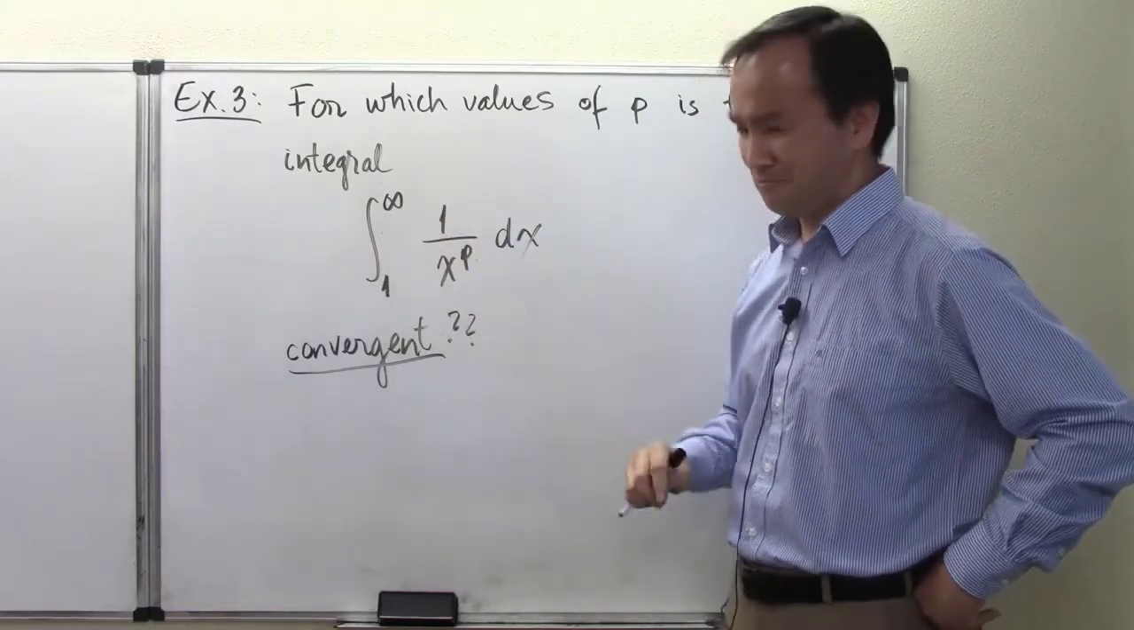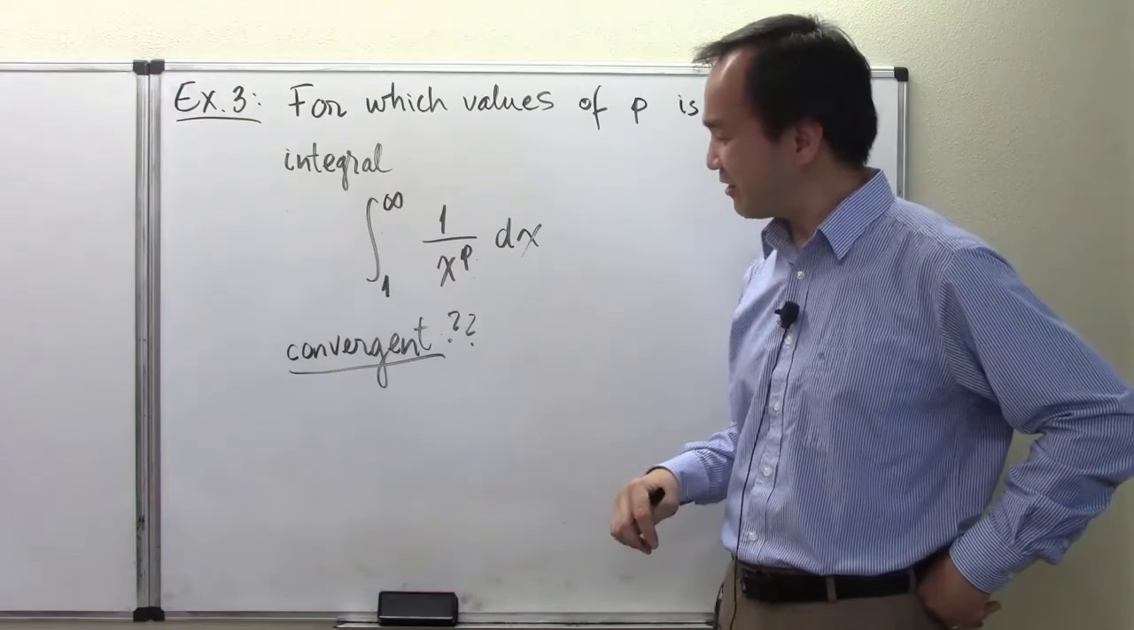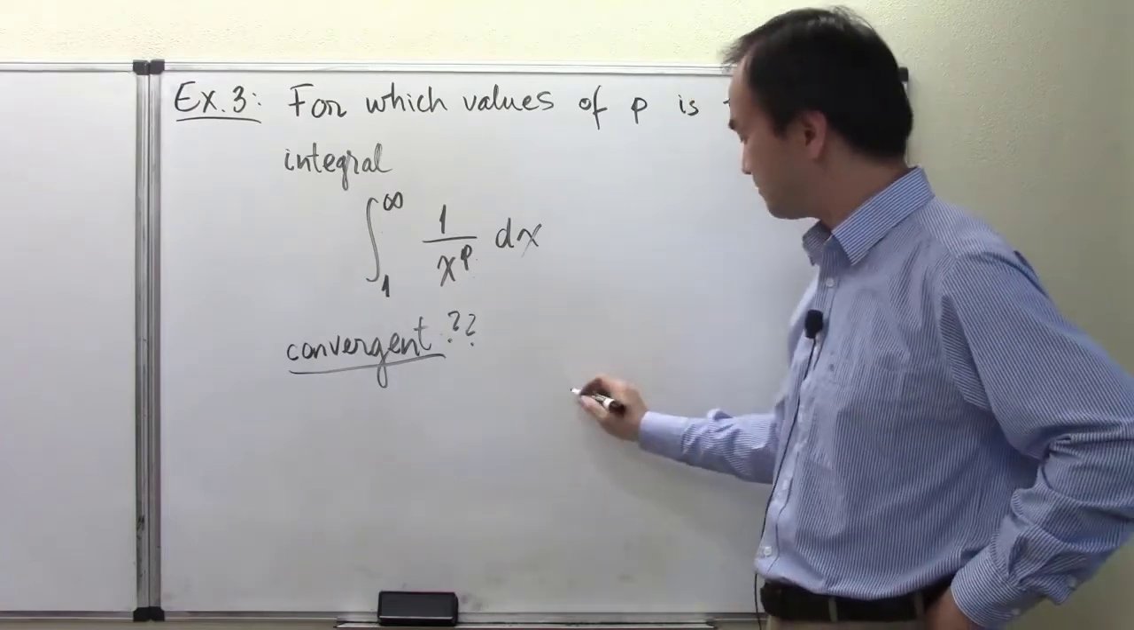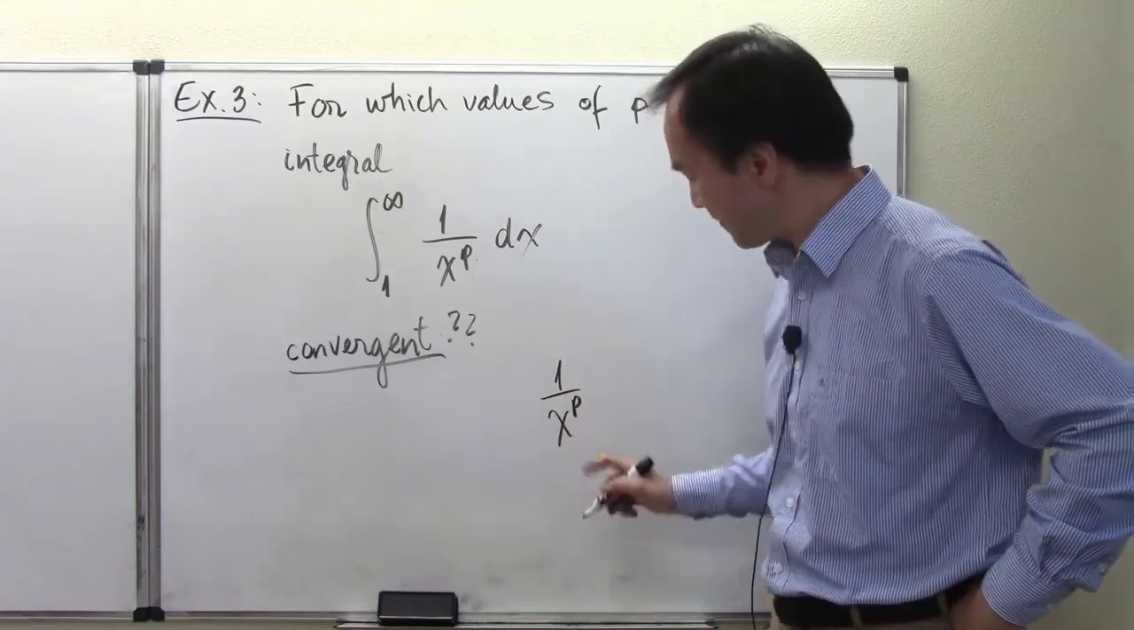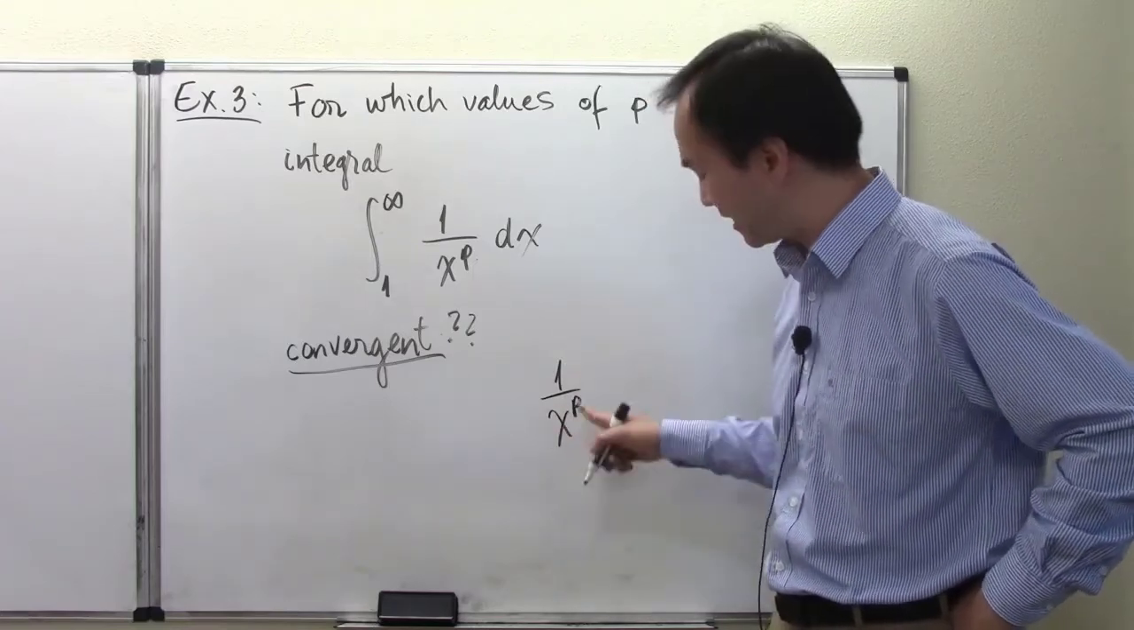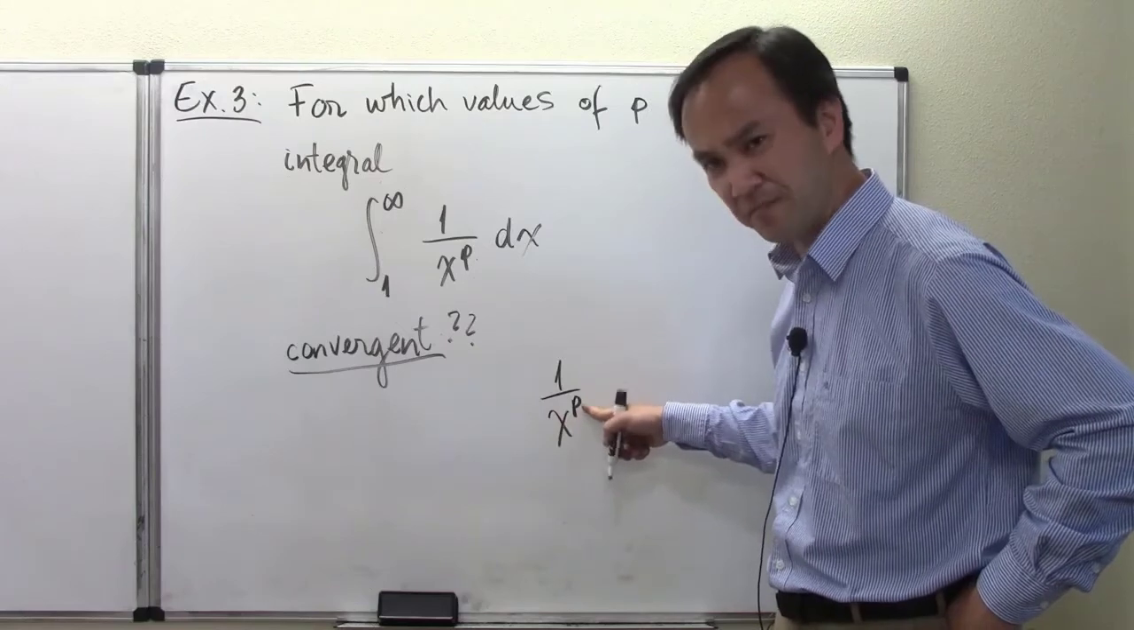Okay, so before I get started, let's observe this function a little bit. It's 1 over x to the p, and as I have mentioned already, x here is to a power p in the denominator.